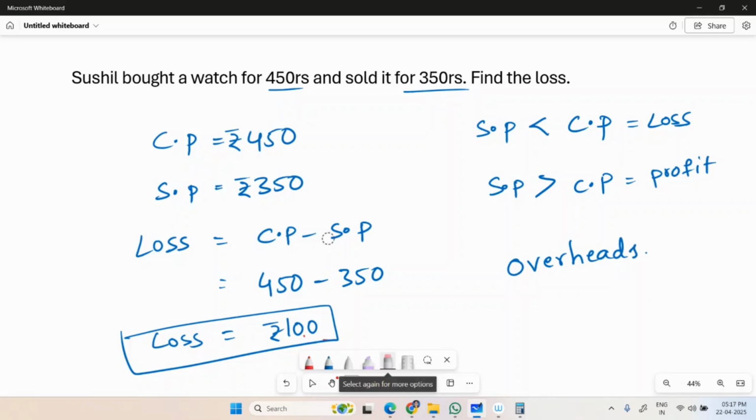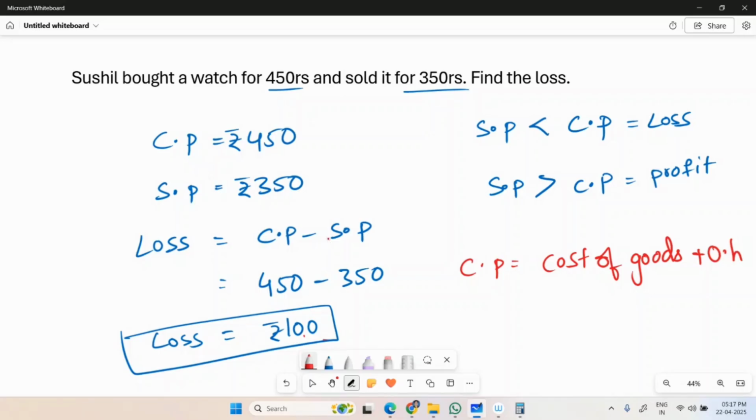Okay, so the actual cost price of an article will be cost price equals cost of an article or a good plus these overhead expenses. Because for the transportation, labor, and maintenance, the shopkeeper has to pay an extra amount, right? So those additional expenses are also included in the cost price. So when you are finding out the cost price of an article or a good, we will include the cost of the goods plus the overhead expenses. Let's solve some questions on these overhead expenses.